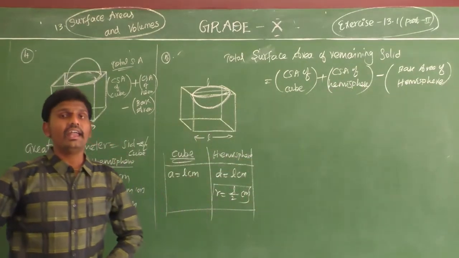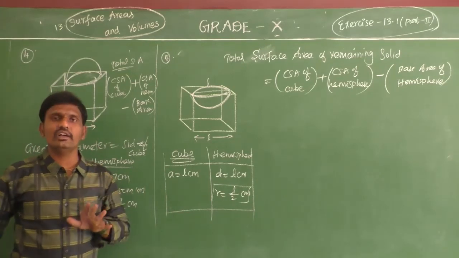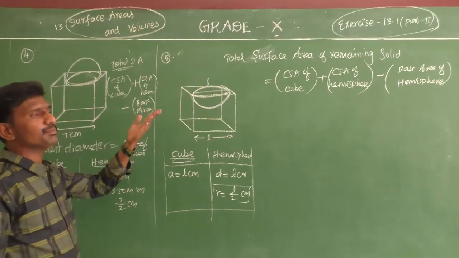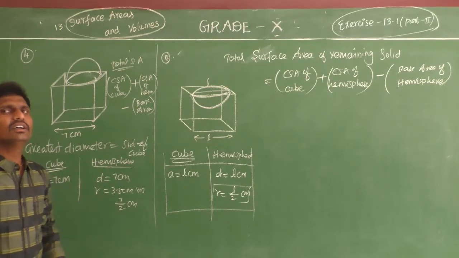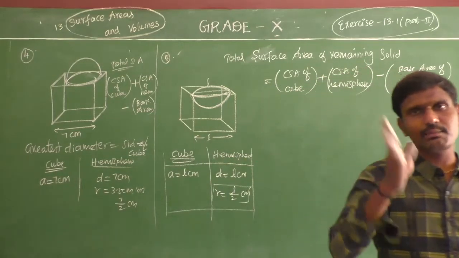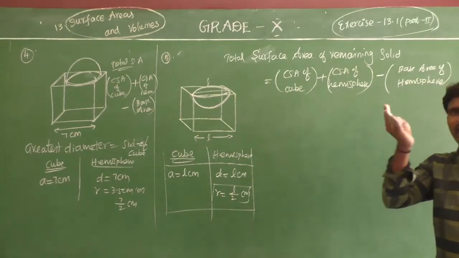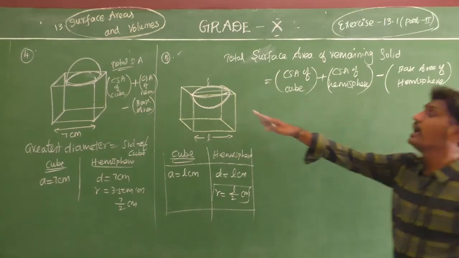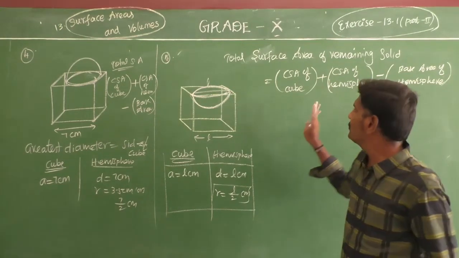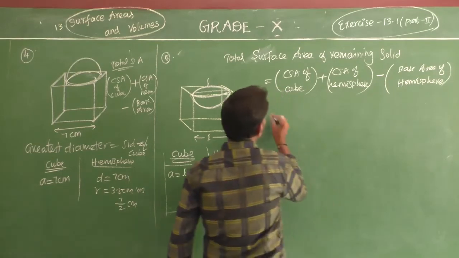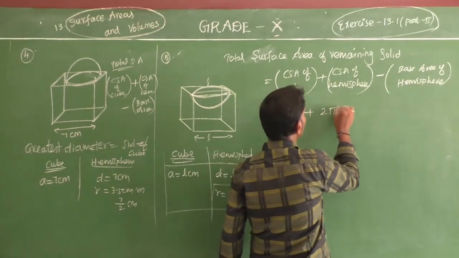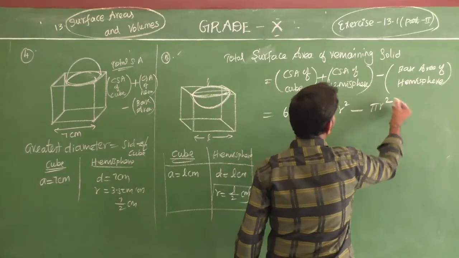Students, I know you all wonder: these two sums, one is upside down and this is the downside. It is depressed from the cube. Do we follow the same method? Yes, we follow the same method. The hemisphere is depressed from one side of the cube. Now CSA of the cube is 6a square, plus CSA of the hemisphere, which is 2 pi r square, minus the base area, which is pi r square.